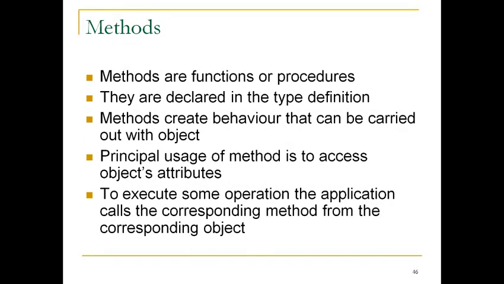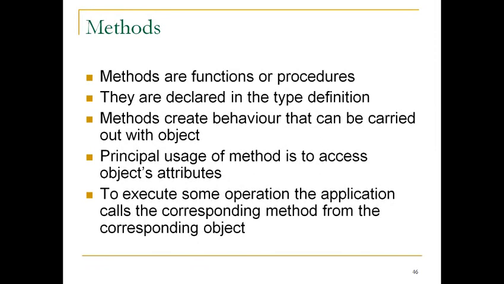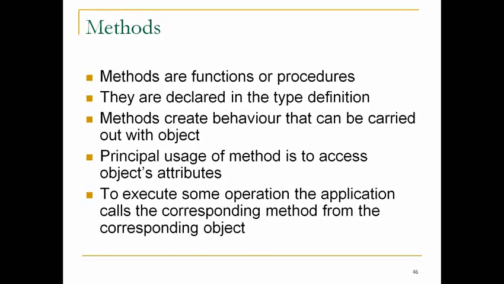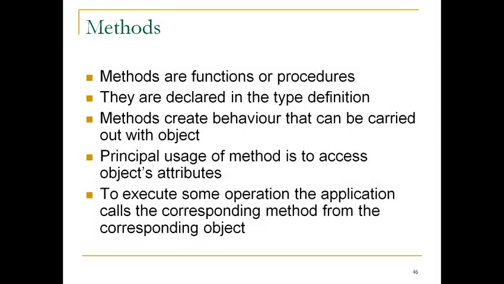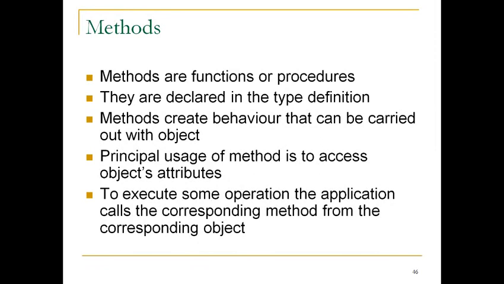The only difference is that these are not independently stored, but together with data or objects, and operate with attributes of these objects. Methods are declared in the type definition, and their behavior defines what can be done within this object. The most principal goal of the method is to access object attributes.